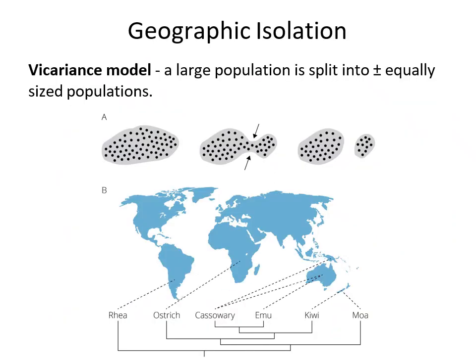We can think about two ways that this could happen. One could be a vicariance model, where we might have a relatively large population and it is split into more or less equally sized populations. So think about as the continents are drifting apart, or you have the Isthmus of Panama starting to form, you may have had continuous populations, but now a barrier has been put in place, essentially pinching part of that population off from the other one.